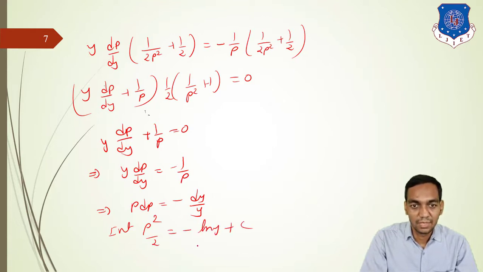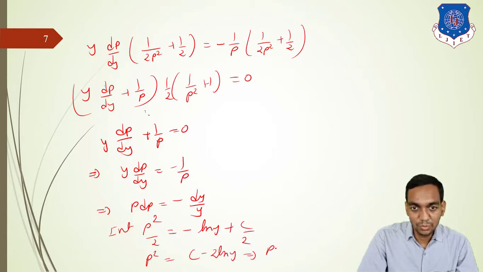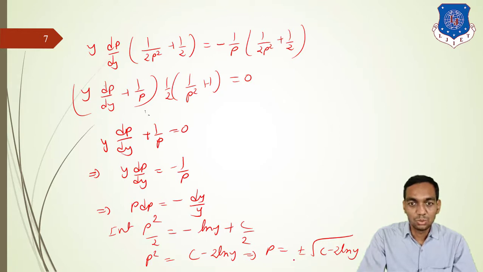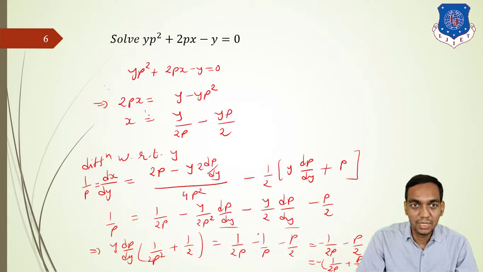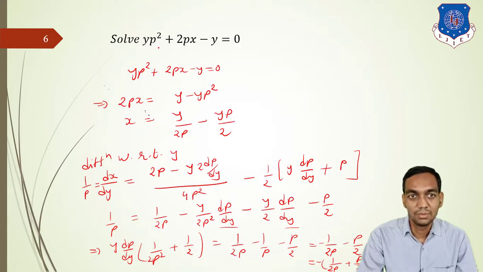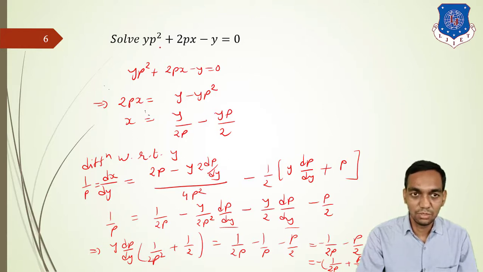c. Okay, or you can write down c by 2, so 2 can be cancelled out, so p square is equal to c minus 2 log y, and therefore p is equal to plus or minus under root c minus 2 log y. So you have the value of p, so we are going to substitute this value here, and that will give you the solution in the form of x.